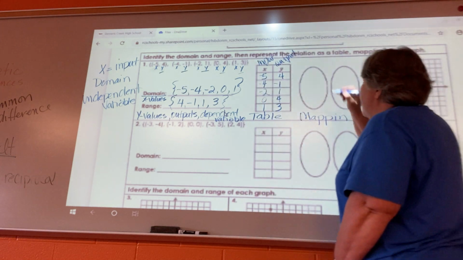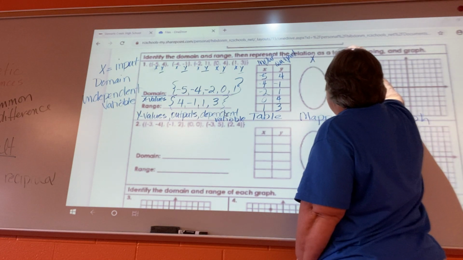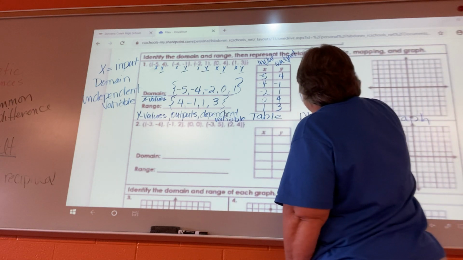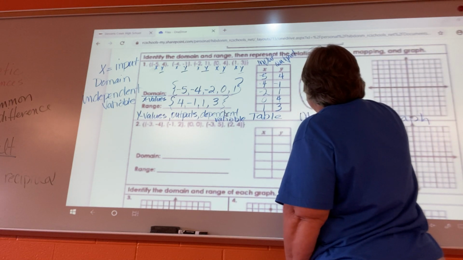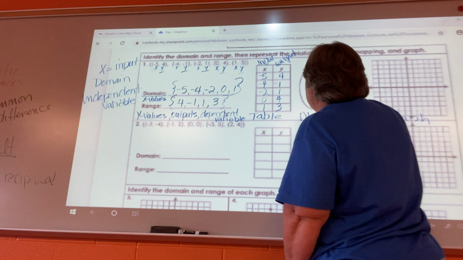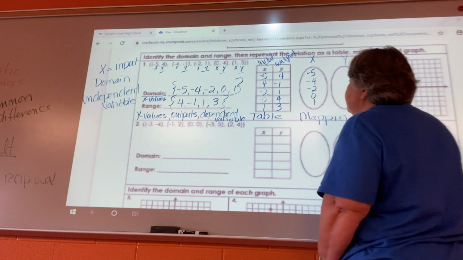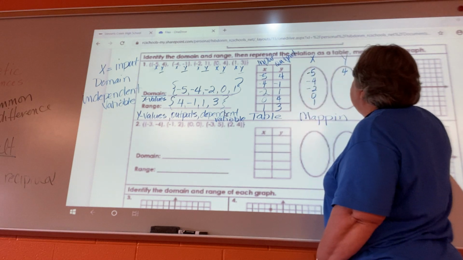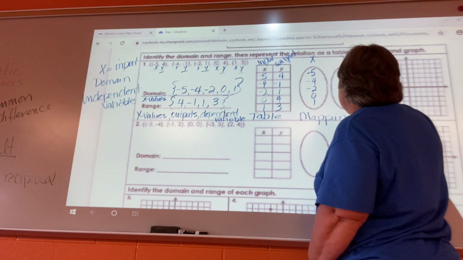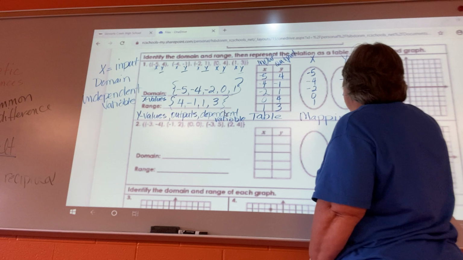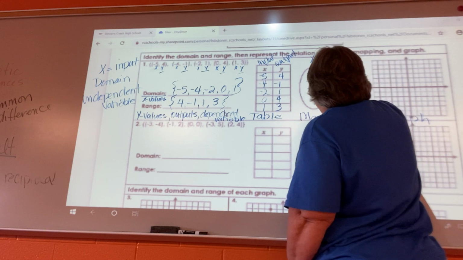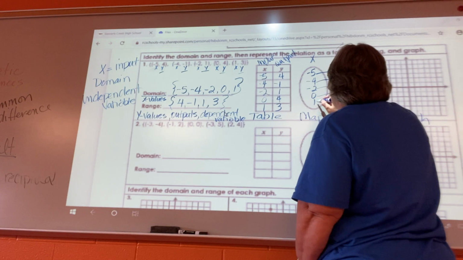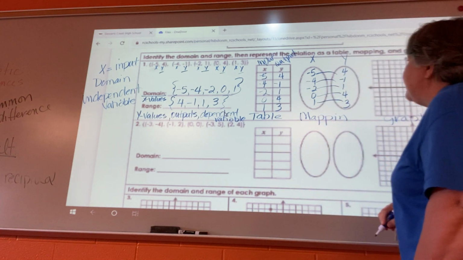For the mapping, always on the left side is the X, and over here is the Y. And we have -5, -4, -2, 0, and 1. And on this side, on the Y values, we have 4, -1, 1, 4, and 3. So to map, we connect them. And that's all we have to do.